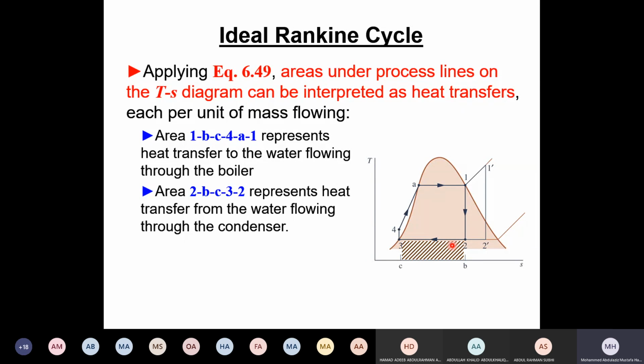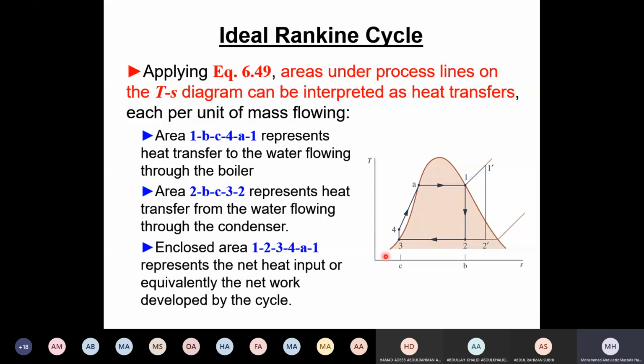So we can say that the efficiency is W net over QH, or 1 minus QL over QH. And of course this area, 1, 2, 3, 4, is the work done. The area under this curve is the heat added. The area under this curve is the heat rejection. Therefore, the area enclosed represents the heat that has been transferred, the net work done by the cycle. This is QL. Adding QL plus work will give me QH.